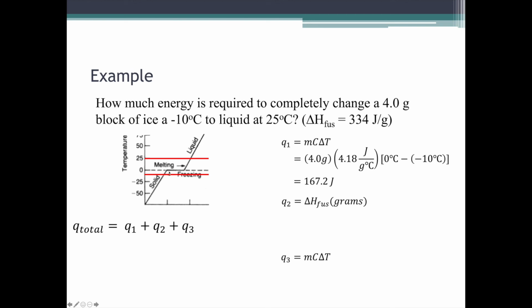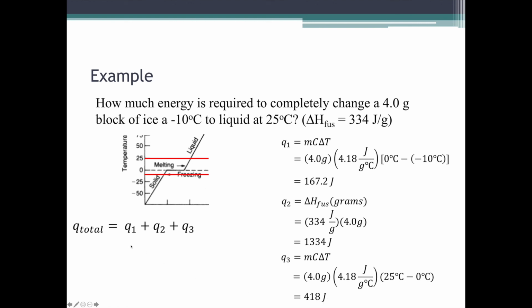For my horizontal line segment, I've got the molar heat of fusion times grams. So 334 joules per gram times 4 grams gives me 1,336 joules. And then my third line segment using MCΔT again, it's going to look the same just with different temperature values. So 4 grams, 4.18 joules per gram degree Celsius. My final temperature is 25. Where I started from on this line segment is 0. So that gives me 418 joules.